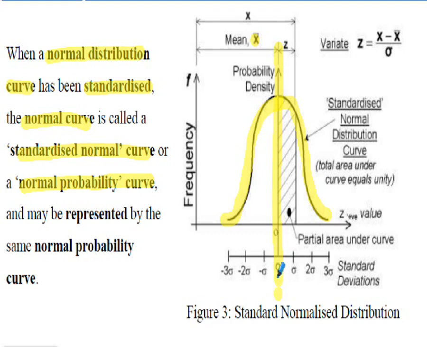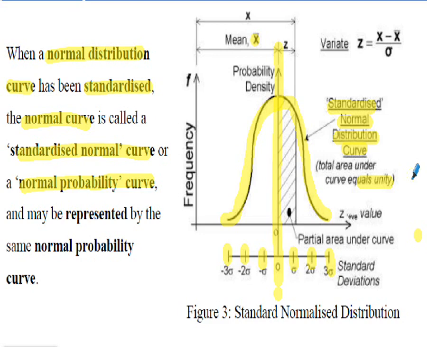And then to the left of the x bar, we've got minus 1 standard deviation, minus 2 standard deviations, minus 3 standard deviations. To the right of x bar, we've got plus 1 standard deviation, plus 2 standard deviations, plus 3 standard deviations. The area under the standardized normal distribution curve is equal to unity.